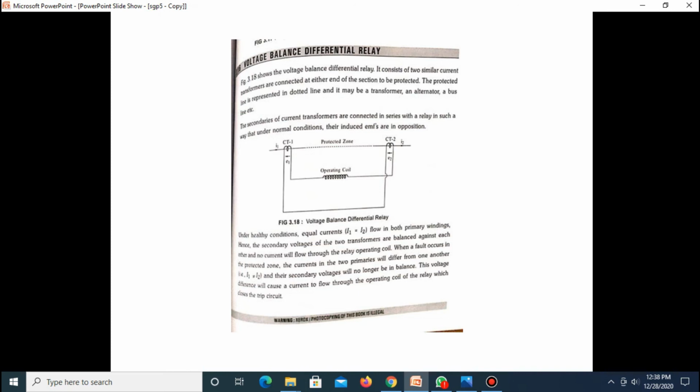In the voltage balance differential relay, we use two current transformers at the two ends. The primary is connected to the protected zone and the secondary is connected to the relays. In this way we protect the system from the fault condition to the healthy condition. These are the operations of different types of differential relay.